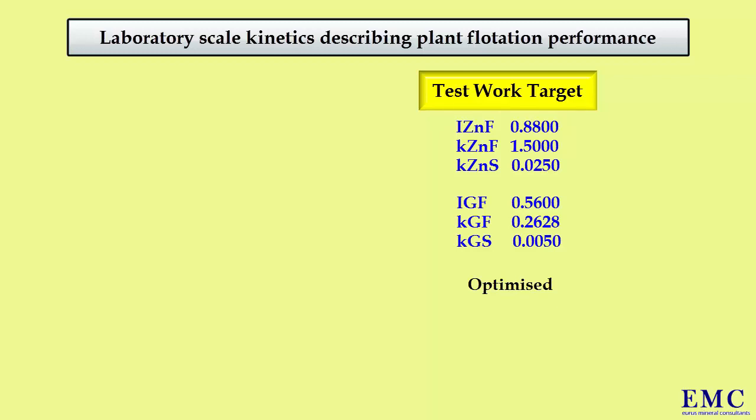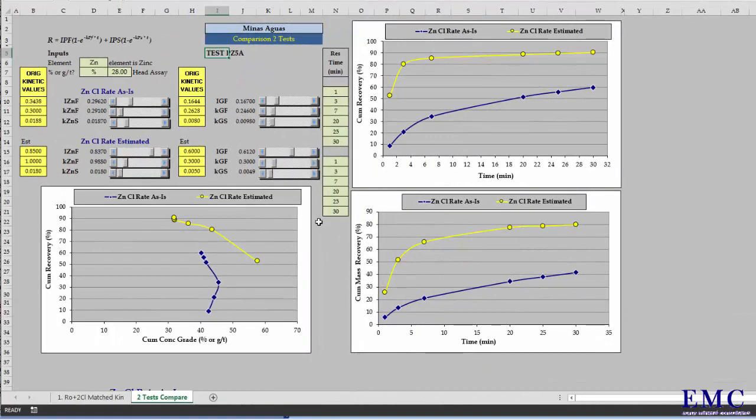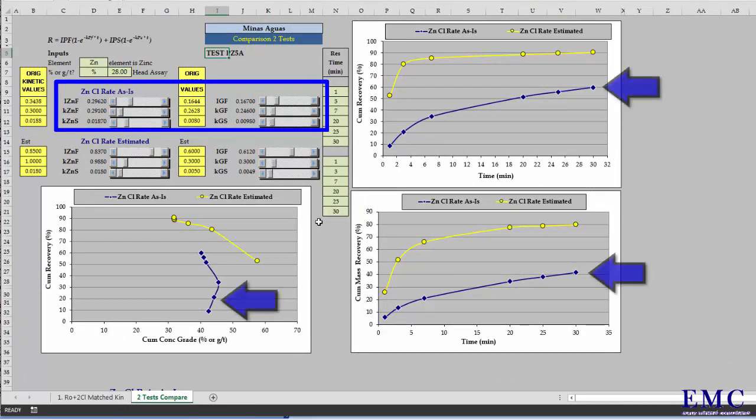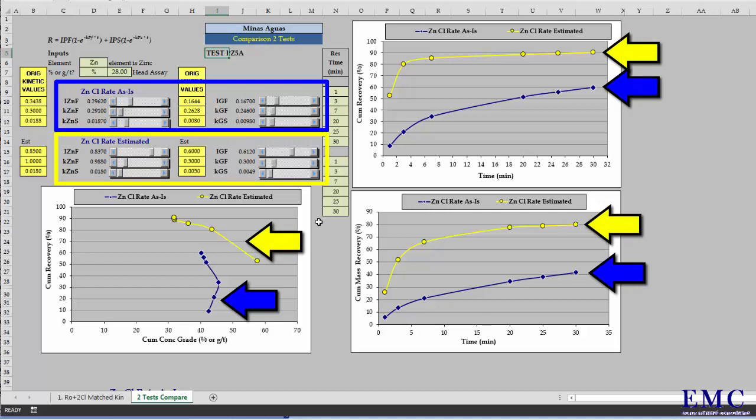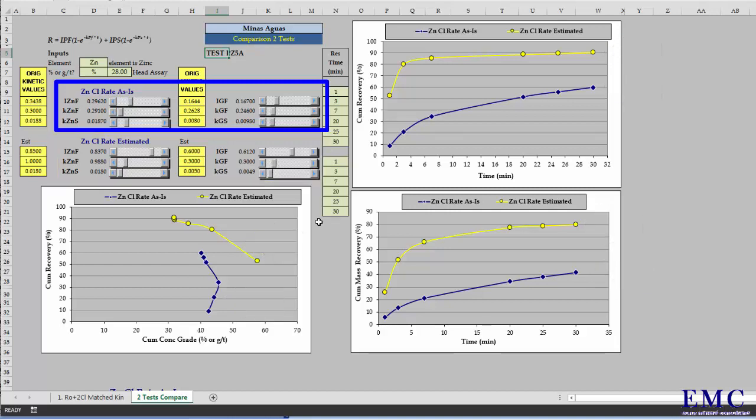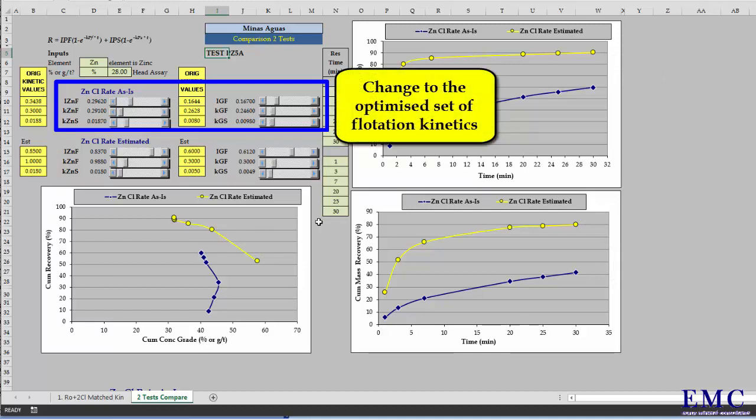To find out what these laboratory scale curves look like relative to the kinetics that are representative of current plant performance, we need to go back to the ScrollCalc method. Test float sample kinetics are at the top here and are shown by the blue lines. Kinetics representative of current flotation performance in the plant are down here and shown by yellow lines. What I'm going to do is to change the original hot float kinetics into the Optimise set so that we can compare them and get a visual idea of what the magnitude of improvement is that we need to achieve in the laboratory.